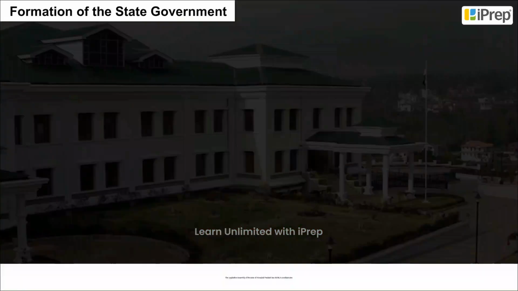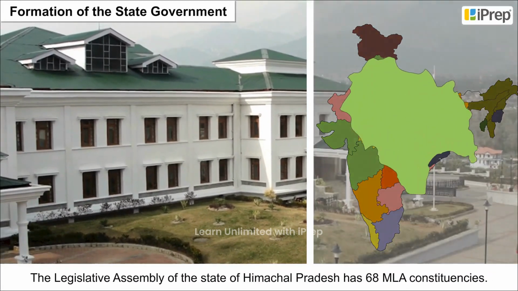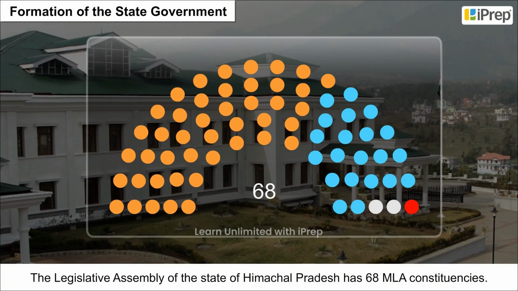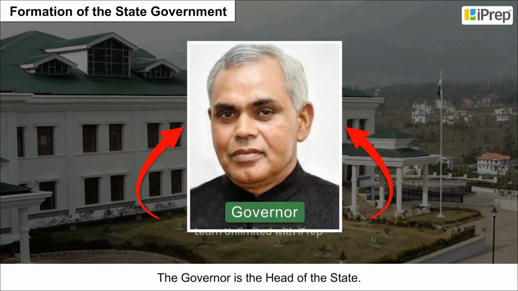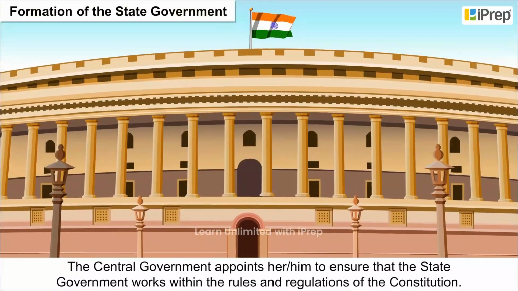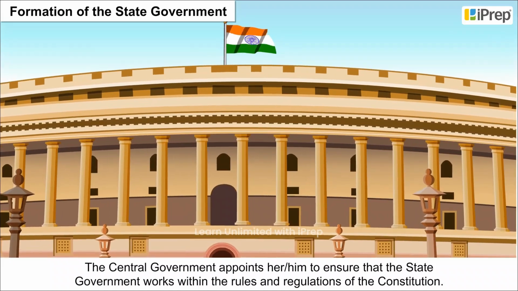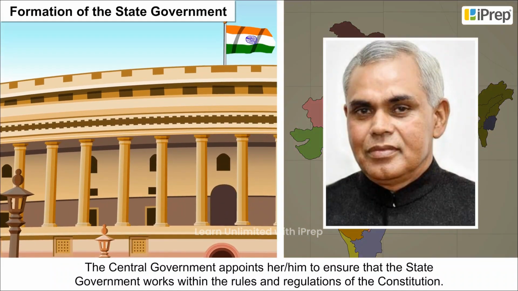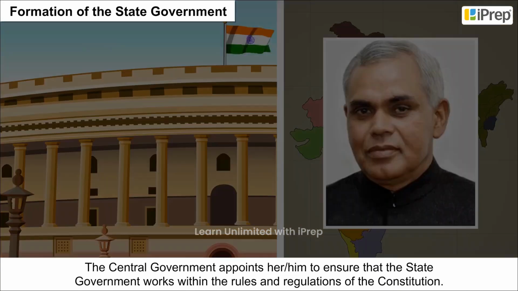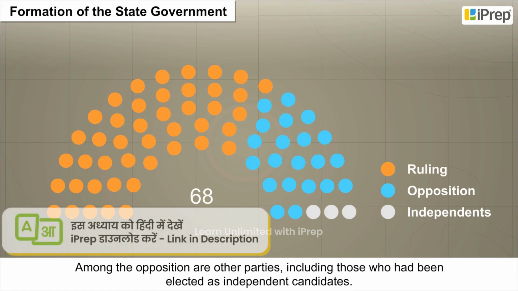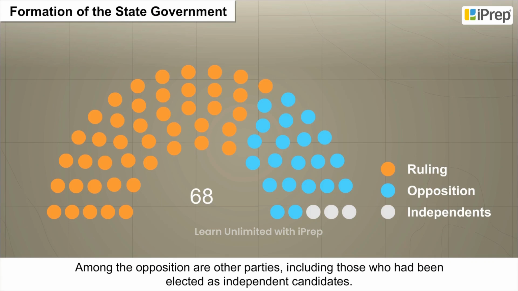For example, the Legislative Assembly of the state of Himachal Pradesh has 68 MLA constituencies. The governor is the head of the state. The central government appoints her or him to ensure that the state government works within the rules and regulations of the Constitution. Among the opposition are other parties, including those who had been elected as independent candidates.